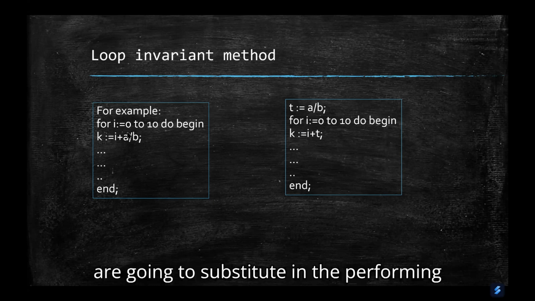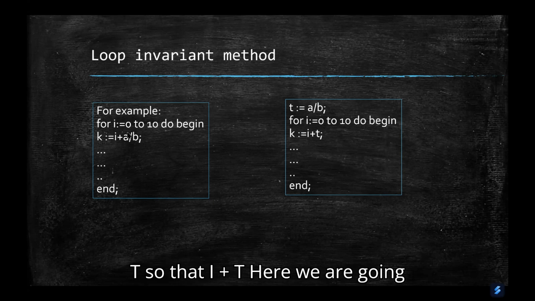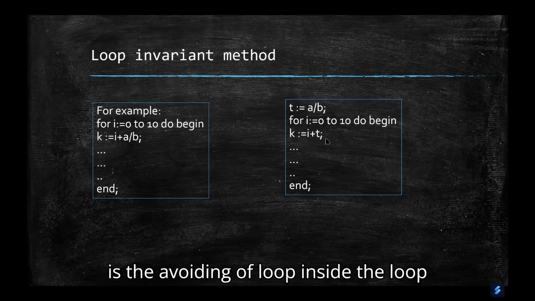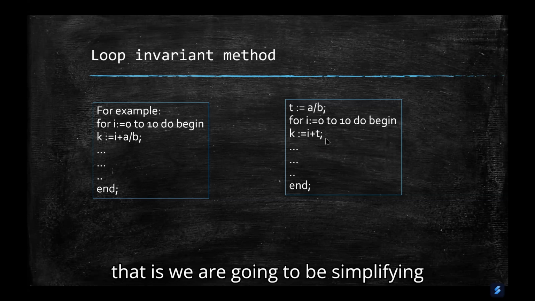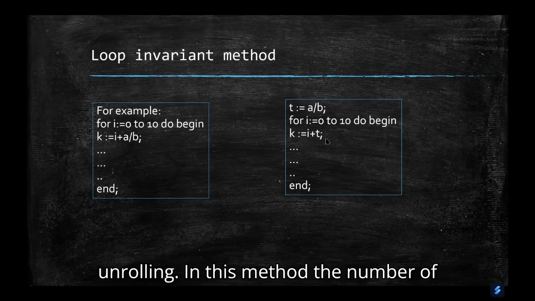So we directly perform the operation a by b and store it in t, so that in i plus t we directly take the t value. That is the avoiding of the computation inside the loop. That is, we are simplifying that. Next, we have loop unrolling.